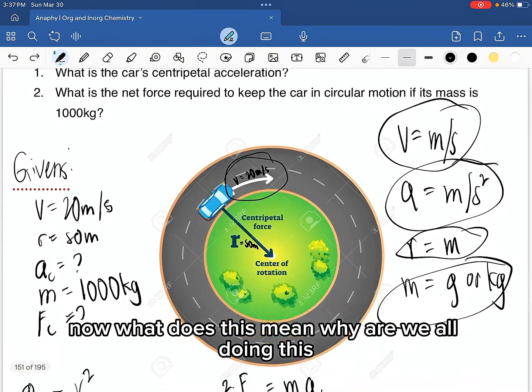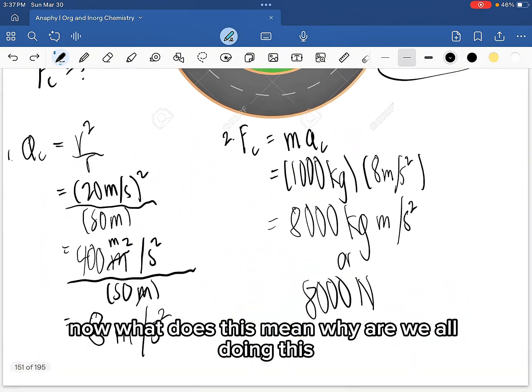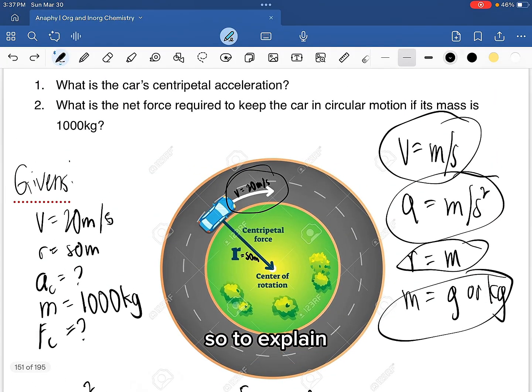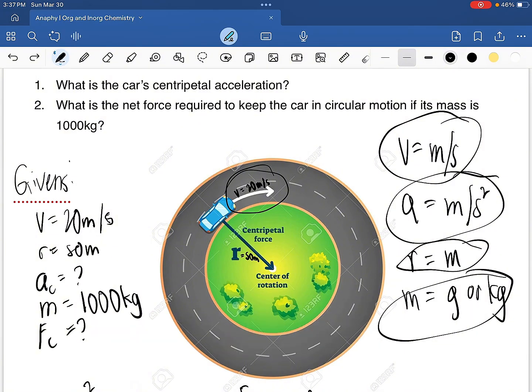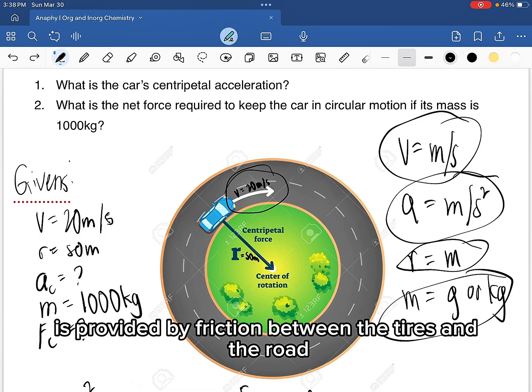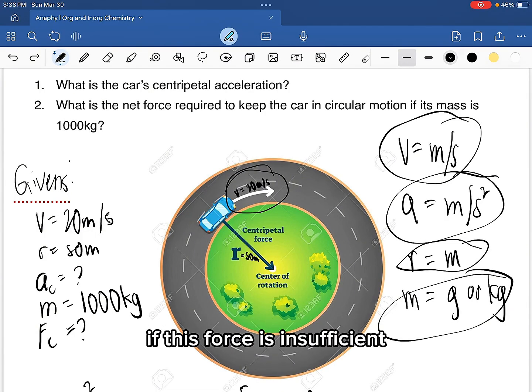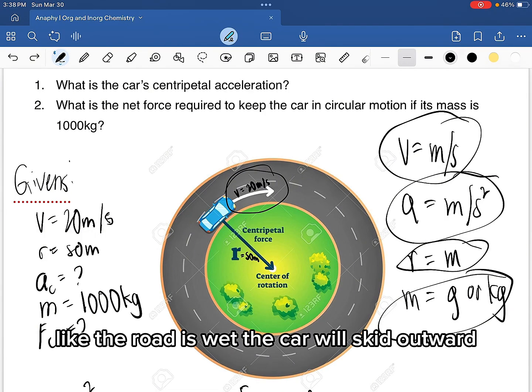Now, what does this mean? Why are we doing all this? To explain, the centripetal acceleration always points towards the center of the circular path. It does not change the car's speed, only its direction. And the centripetal force, which is the 8,000 newtons, is provided by friction between the tires and the road. If this force is insufficient, like when the road is wet, the car may skid outward.